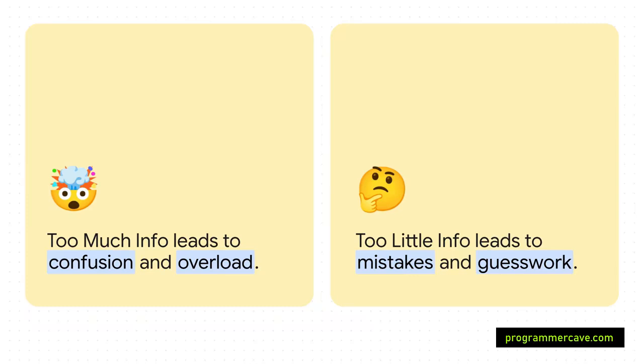If you give the AI way too much information, it just gets lost in the noise, completely overwhelmed. It can't find the important signals. But on the flip side, if you give it too little, it's forced to guess, and that, of course, leads to mistakes. Context engineering is all about finding that perfect sweet spot right in the middle.